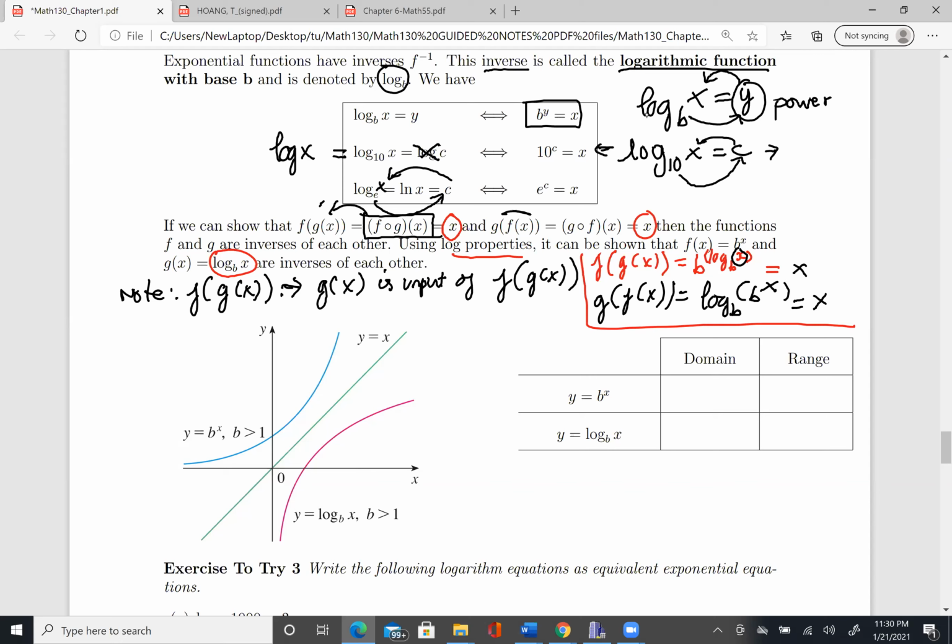And as you see over here, f of g of x equals g of f of x equals x, and from there you can say that f of x and g of x are inverses of each other.